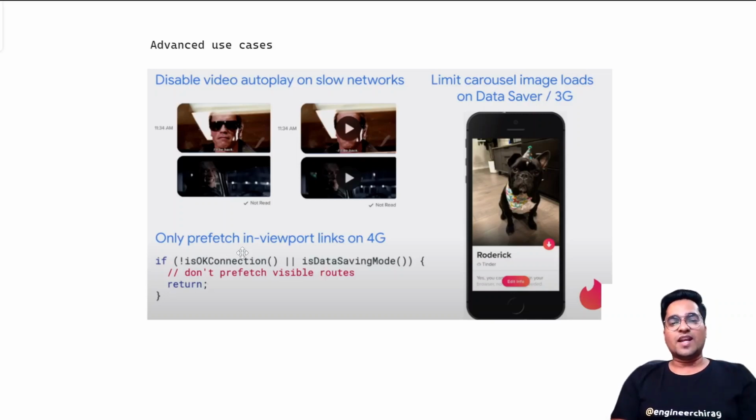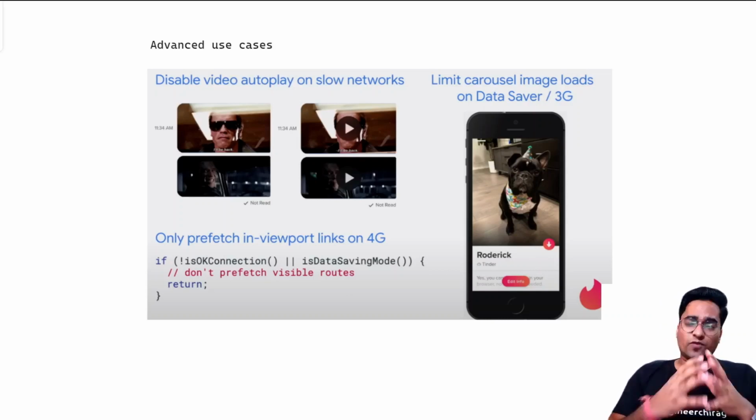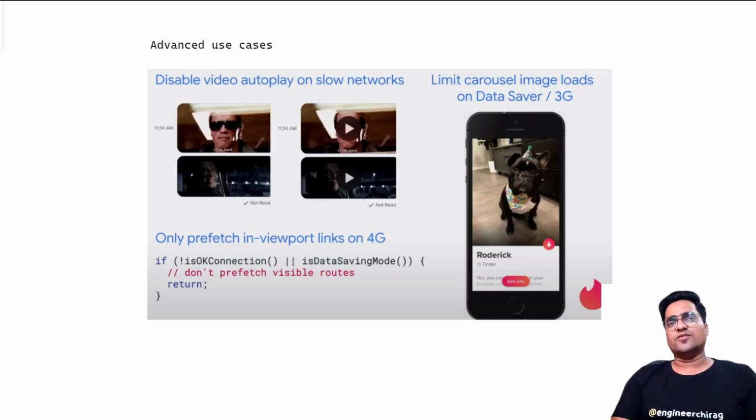Similarly, you can take a decision to only do a prefetch for viewport links with a 4G connection. You can say if your connection is not good, or you are in a data saving mode, you don't want to do a prefetch. These are so many cool things. Just go and try it out and you will feel like you can definitely build a very high-end optimized application, and that too for a variety of diverse users, right?